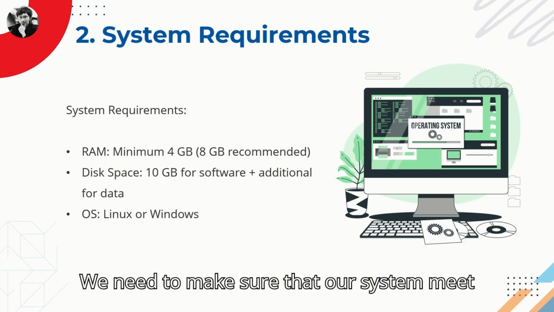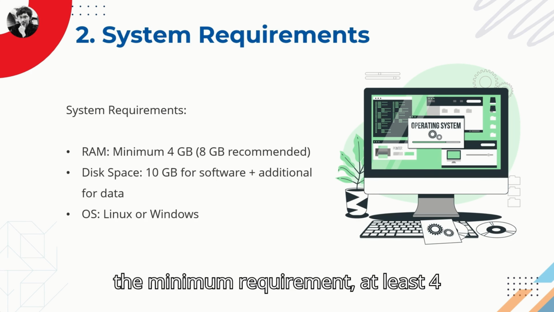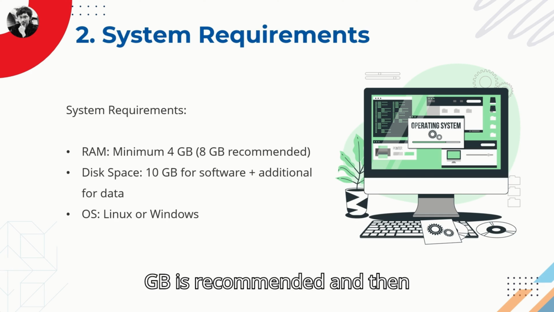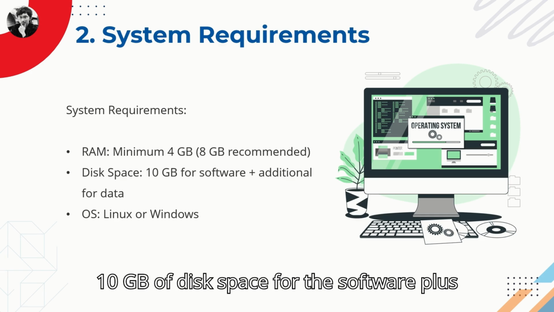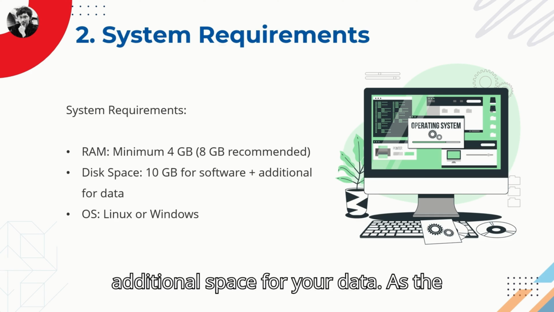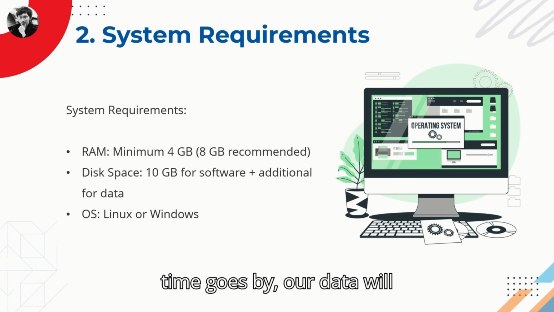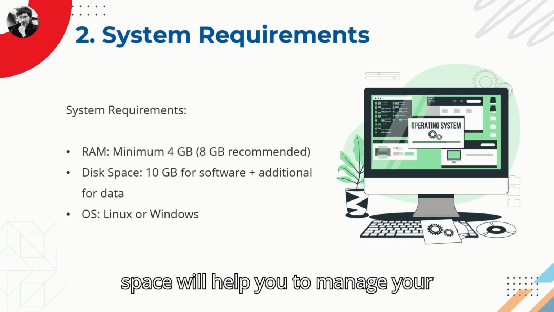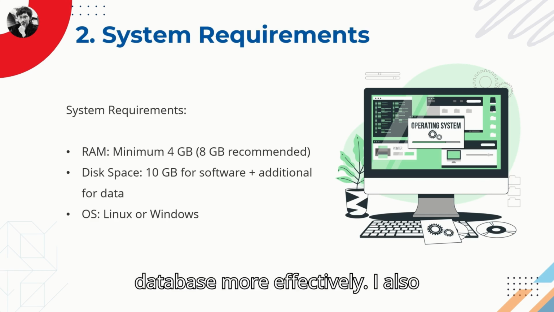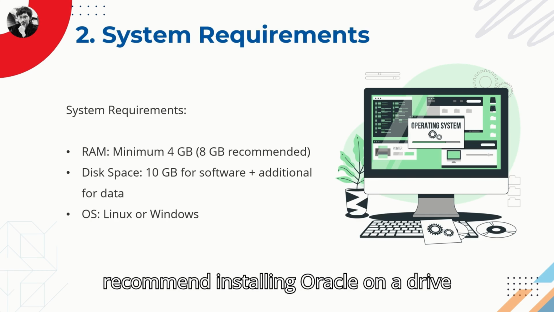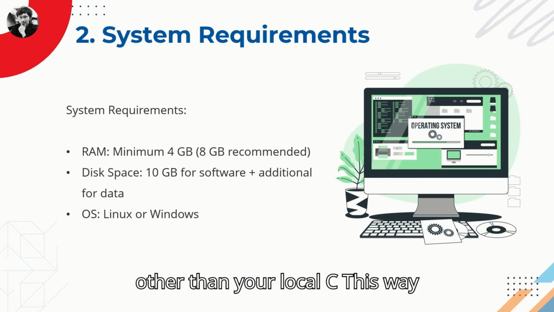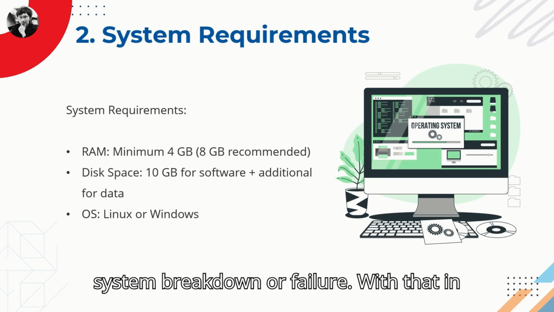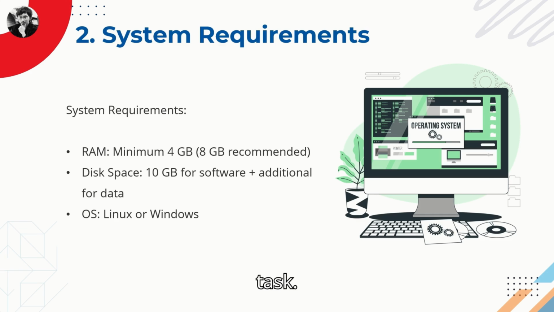We need to make sure that our system meets the minimum requirements: at least 4 GB of RAM, but 8 GB is recommended. And then 10 GB of disk space for the software, plus additional space for your data. As time goes by, our data will likely grow larger, so having ample space will help you to manage your database more effectively. I also recommend installing Oracle on a drive other than your local C. This way, your data will remain intact in case of system breakdown or failure. With that in mind, let's move on to the installation task.